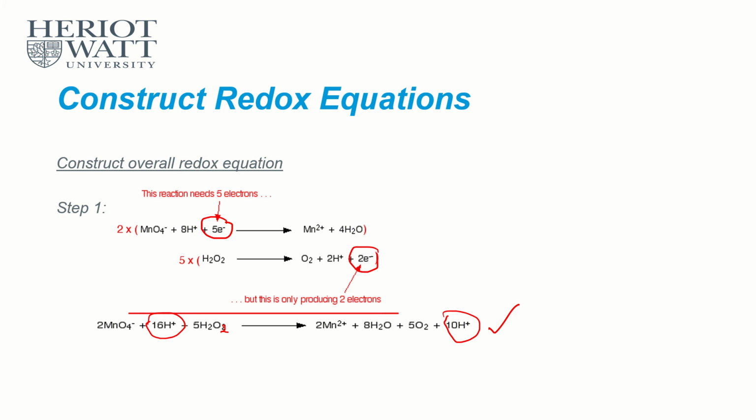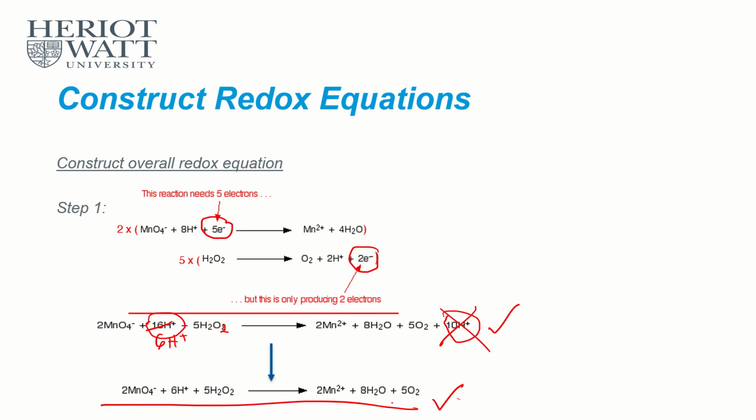So 16 hydrogen on the left, 10 hydrogen on the right. So how to balance it? Take out the 10, here left 6 overall. Therefore, you get a final equation here. So this is your final answer.